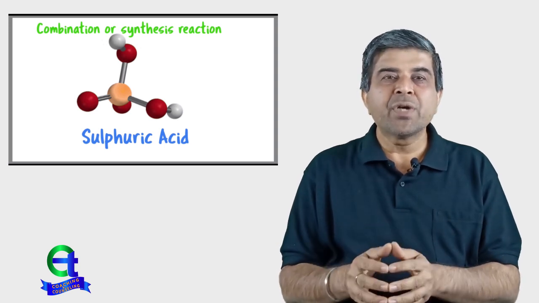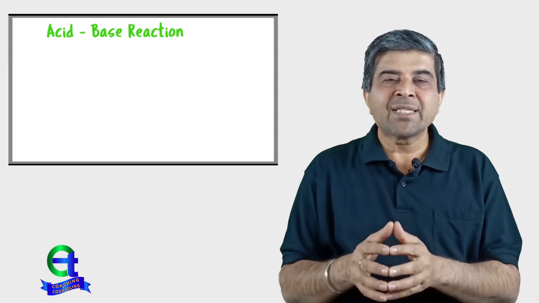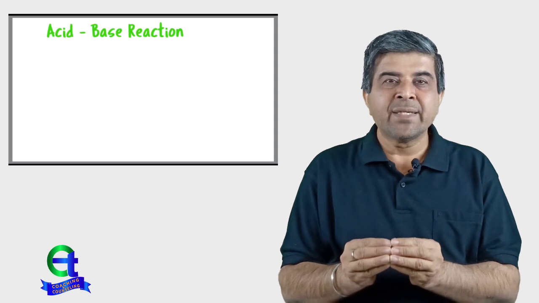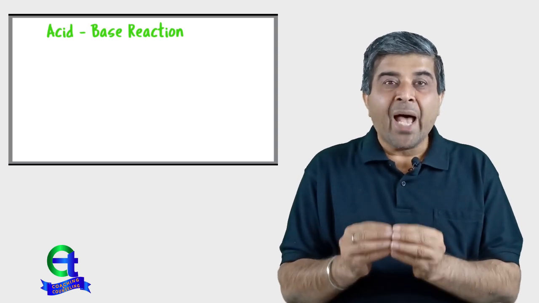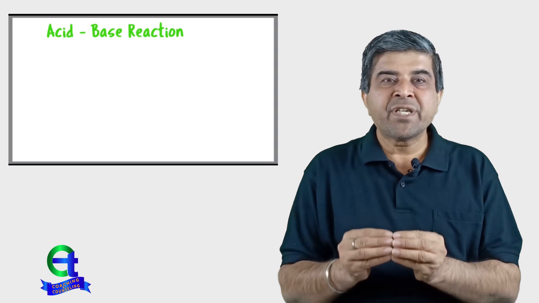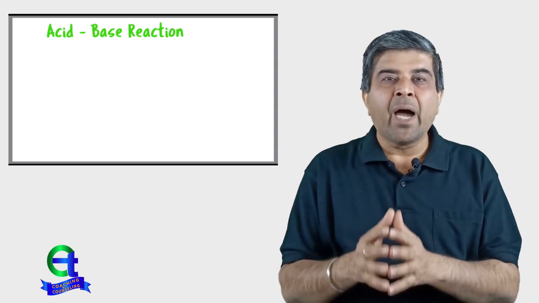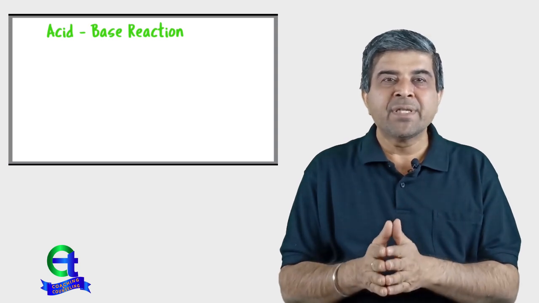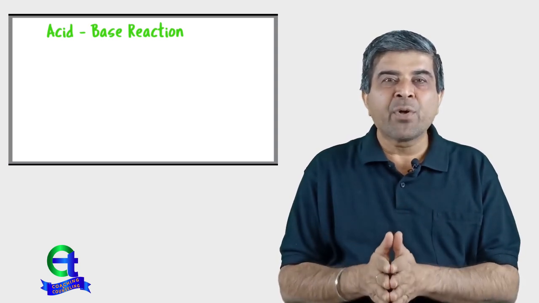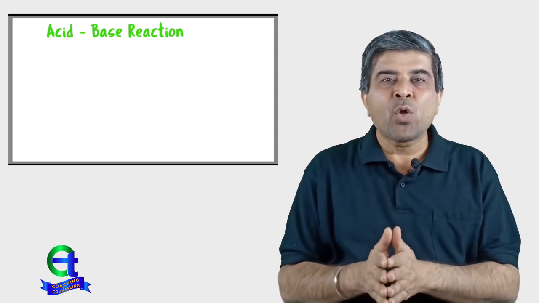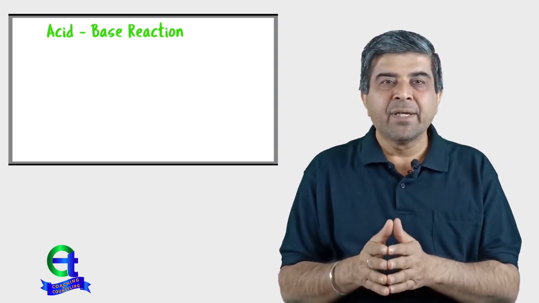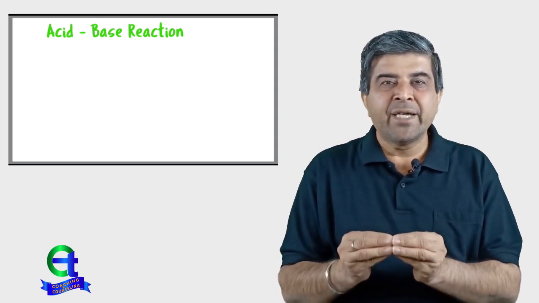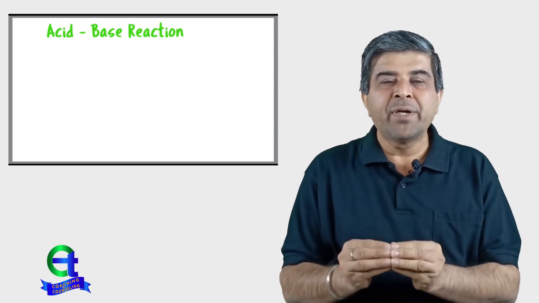Next is neutralization reaction or acid-base reaction. So how would you define an acid or a base? An acid is a substance which can donate hydronium ions in aqueous state, while a base is a substance which can donate hydroxide ions in its aqueous or molten state. The important phrase in the definition of acid and base is aqueous or molten state.